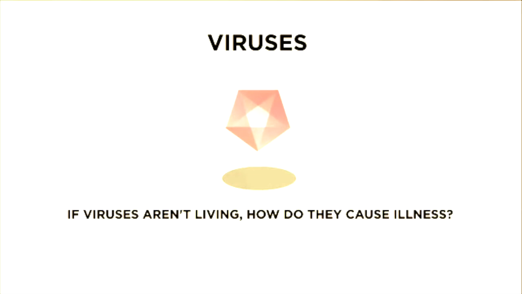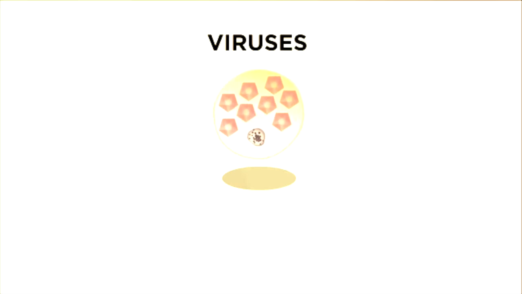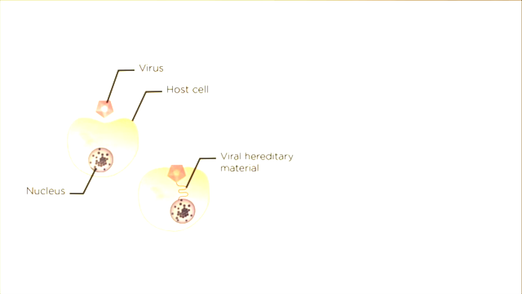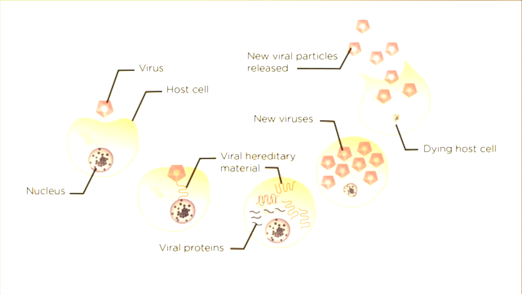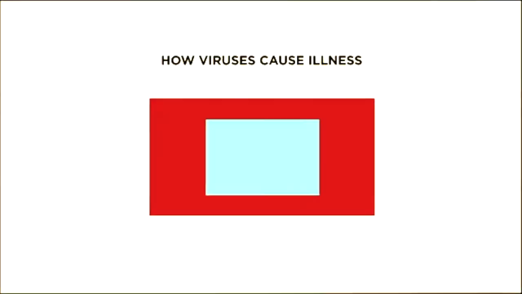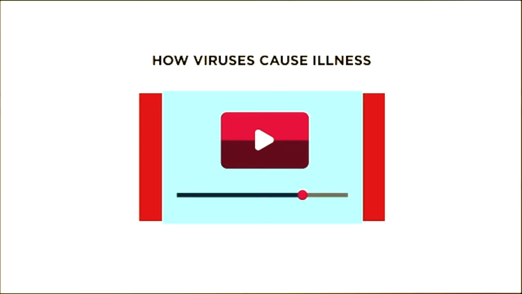So if viruses aren't living, how do they cause illness? Viruses are parasites. They can only reproduce in other living cells. They enter a host cell and hijack the host's genetic machinery. They make copies of their own viral genetic material instead and produce lots more virus particles. After lots of virus particles have been made, the host cell dies and the viral particles are released to infect more cells. The released viral particles can also spread to other people. There are actually two different ways in which virus attacks the host cell, which we will look at in more detail in this video.